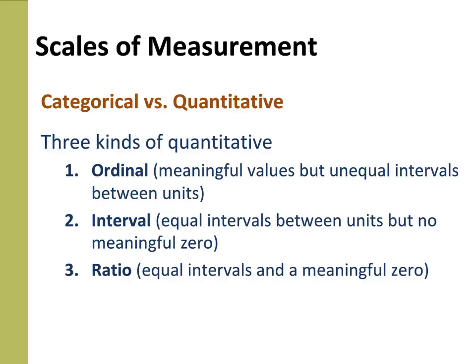So if something weighs 0 pounds, it has no weight. Or height is another good example. If something is 0 inches tall, it has no height. Another good example is scores on an exam. If someone scores 0 points on their exam, they received 0 correct answers.